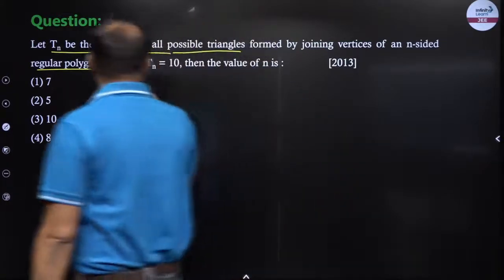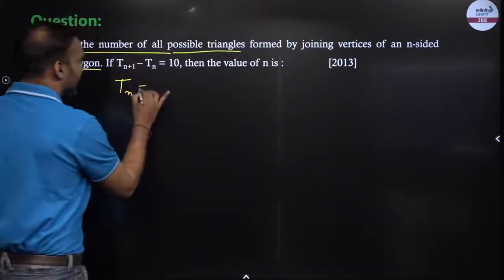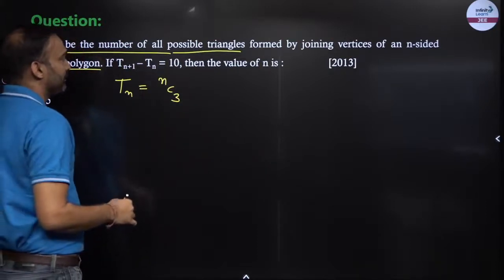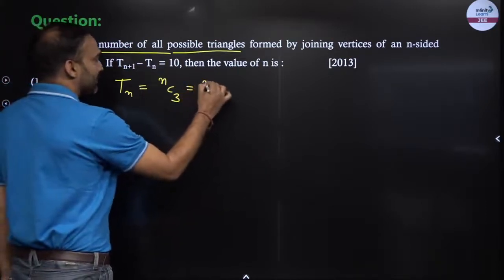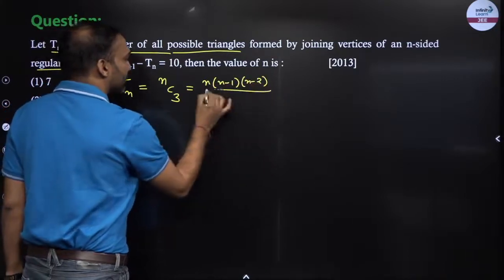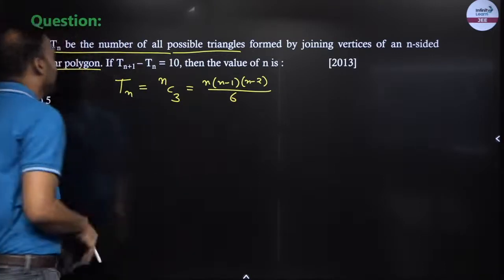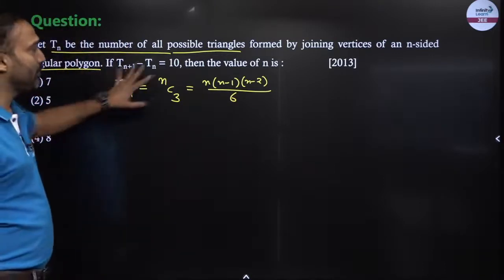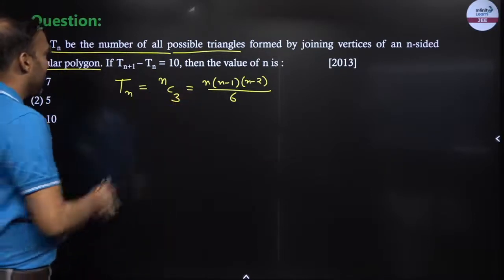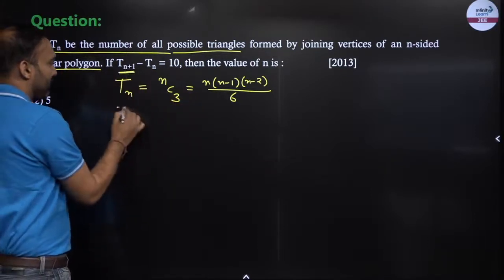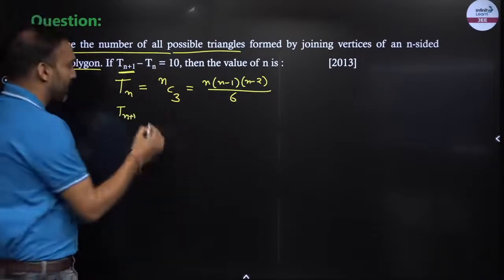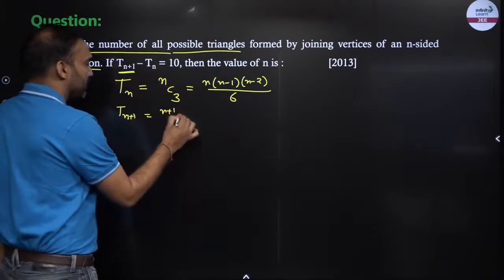So the number of triangles Tn will be given by what? nC3. Right? Now nC3 is how much? n into (n minus 1) into (n minus 2) by factorial 3, which is 6. So the number of all possible triangles formed by joining the vertices of an n-sided polygon would be given by this. Now I need to find out Tn plus 1. So I know Tn. Put n equal to n plus 1.